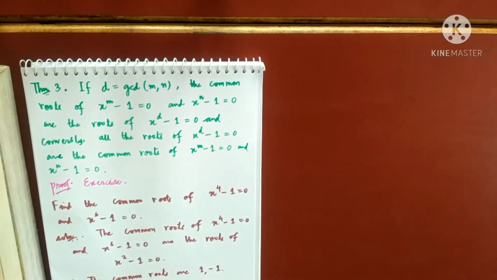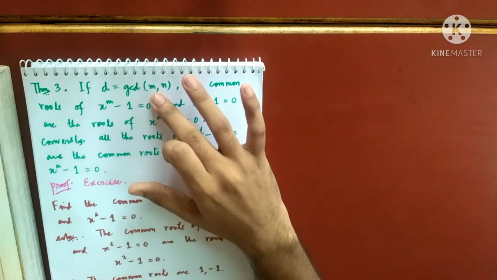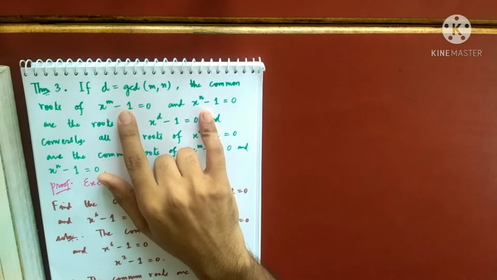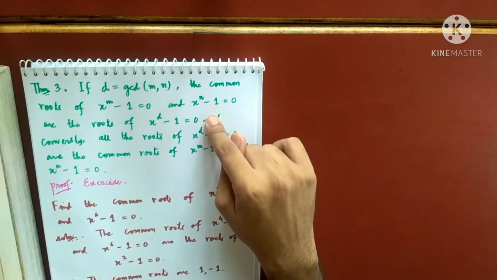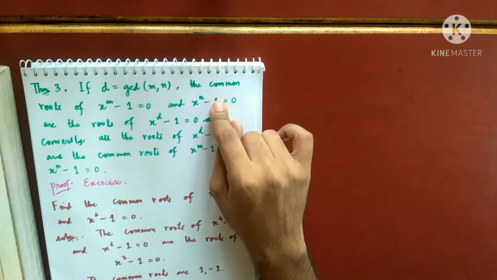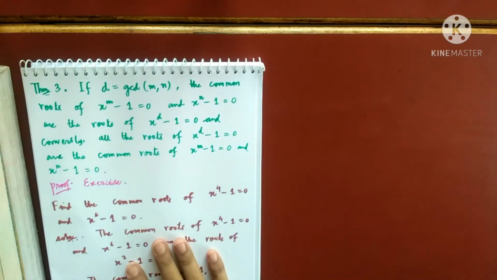In the last class, I was doing some theorems related to solutions of binomial equations. This was one of the most important theorems that we have done till now. If d is the GCD of m comma n, then the common roots of these two equations are the roots of this equation. And conversely, all the roots of this equation are the common roots of this and this. The proof I had left as an exercise, that is your task to do.